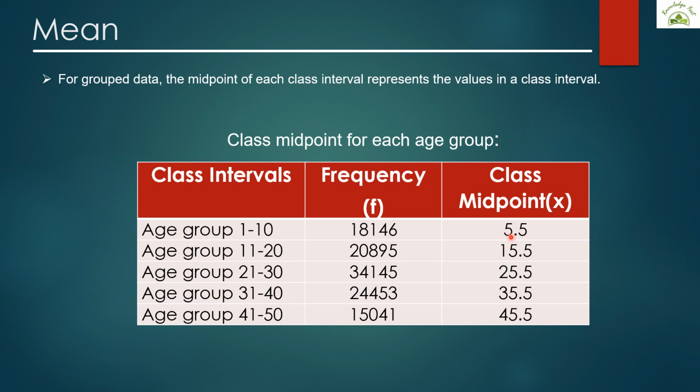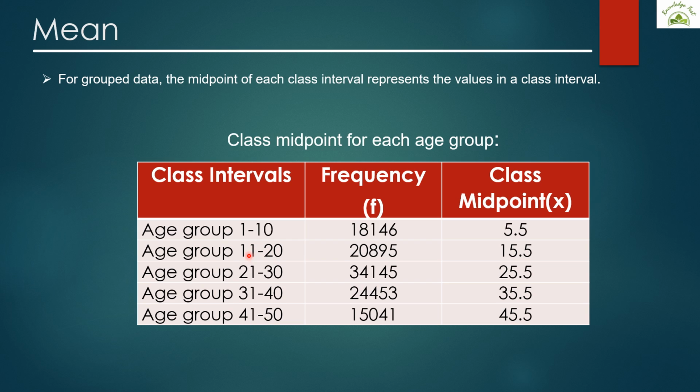So what we are doing is calculating the class midpoint. And how do we calculate the class midpoint? You have to sum the endpoints of any class interval, the starting endpoint and the ending endpoint, and calculate the average of the two endpoints of any class interval.